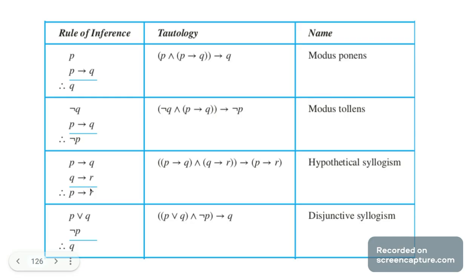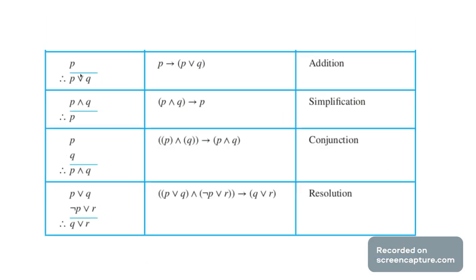Now, disjunctive syllogism. What is disjunctive syllogism? If P or Q is true and not P is true, then Q is true. This is disjunctive syllogism. Then we have addition. If P is true, then P or Q will be true. If P is true, it means P value is 1, so P or Q will be true.